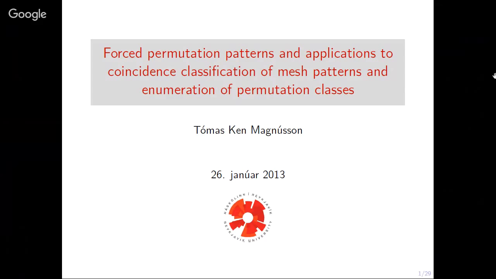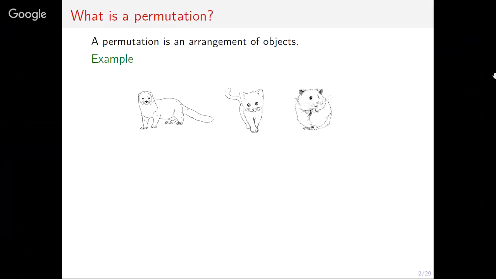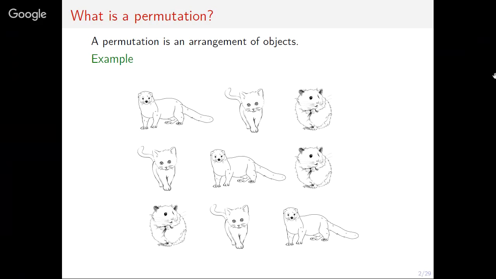I'm going to start from the very beginning. So what is a permutation? A permutation is an arrangement of objects. So this is a permutation. And this is another permutation, since this is a different arrangement of objects. And of course, this is also a permutation. So we are just arranging some objects in multiple different ways.